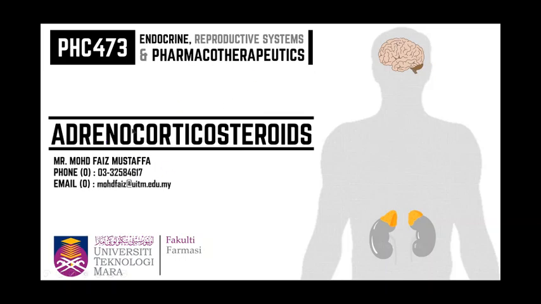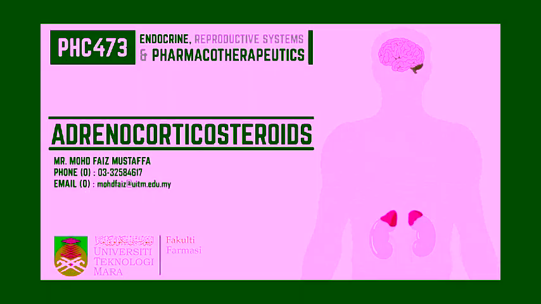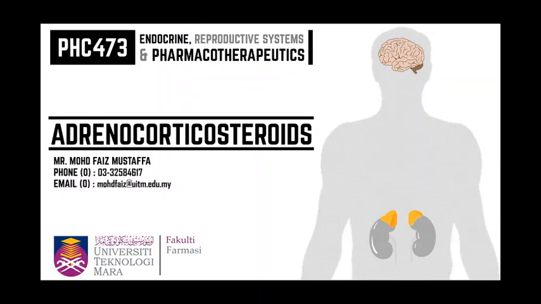So again, where is the adrenal cortex located? The adrenal cortex is located on top of your kidney. There is one gland that we call the adrenal gland. It has two layers, the adrenal cortex and the adrenal medulla. In the adrenal cortex, they will produce three types of compounds, which are glucocorticoids, mineralocorticoids, and gonadocorticoids. These three compounds are the adrenocorticosteroids.